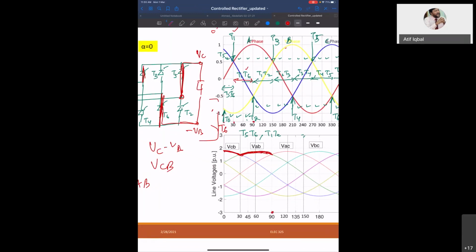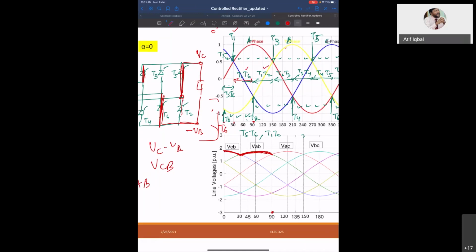Next, what is the operating pair? The next pair is T1, T2. So T1 is what? A. And T2 is what? B. Sorry, T1, T6.